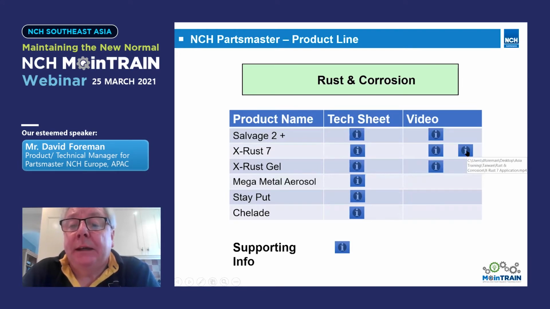Okay, so what I'm going to do now, I'm going to play you an application video for Xrust 7 as well, and this covers some of the main areas where you would use Xrust 7.